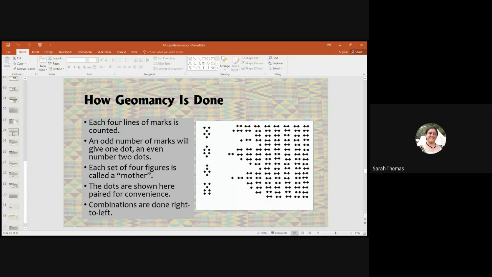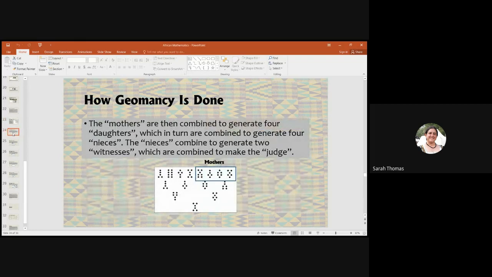So once you have those 4 figures, those are called the mothers. And we work right to left for this instead of left to right, like traditional European writing. So then you're going to combine the mothers to generate 4 daughters. You take the first line of each of the mothers, going right to left. So this is 2 dots, 1 dot, 1 dot, 2 dots. And that's going to generate the first daughter, which is over here, 2, 1, 1, 2.